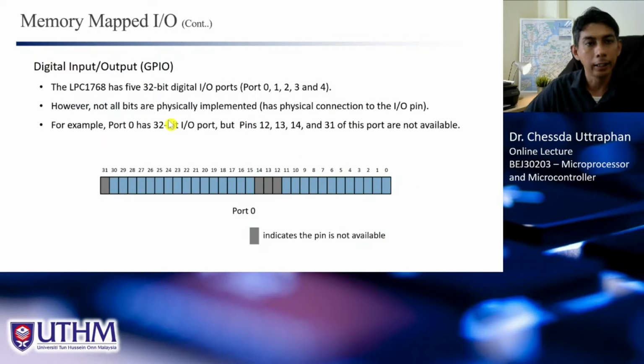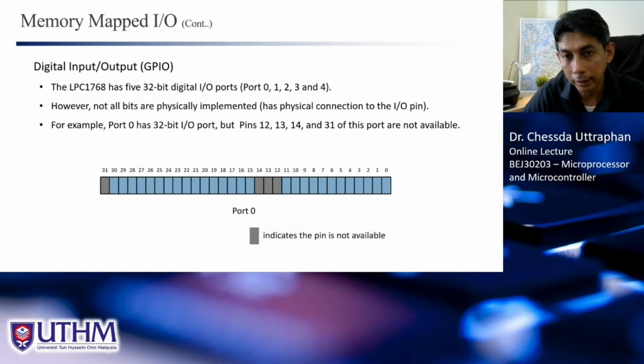Now let's look at the GPIO, how to communicate with a simple IO device. For example, the switches, the LED for the output, switch is for input. This microcontroller has five 32-bit IO ports, and we name them port 0, port 1, 2, 3 to port 4. And each port is 32-bit, but not all bits are connected to a pin.